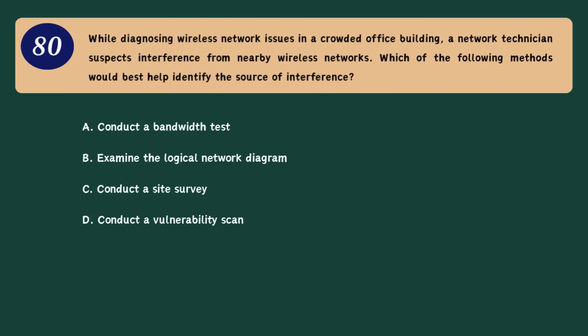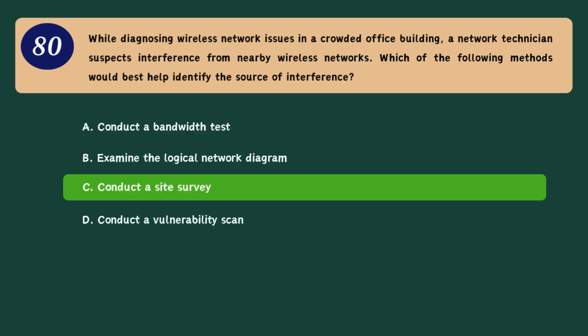Question 80. While diagnosing wireless network issues in a crowded office building, a network technician suspects interference from nearby wireless networks. Which of the following methods would best help identify the source of interference? A. Conduct a bandwidth test. B. Examine the logical network diagram. C. Conduct a site survey. D. Conduct a vulnerability scan. Correct answer. C. Conduct a site survey.